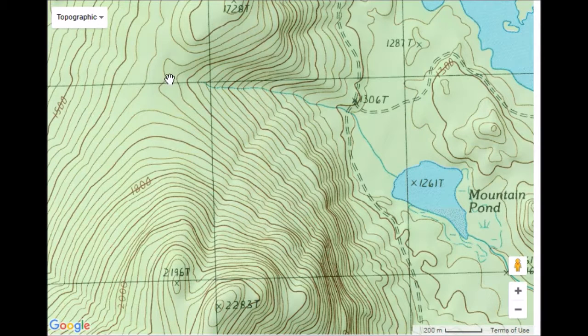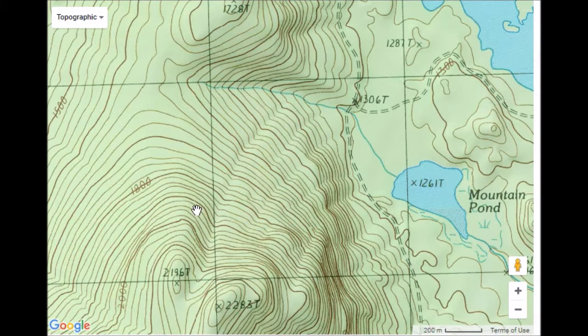So if I'm standing right here and I'm looking this way, it's going to be much flatter if I were to walk in this distance than if I were to go in this distance, because the contour lines are so close together in here, it's very steep.